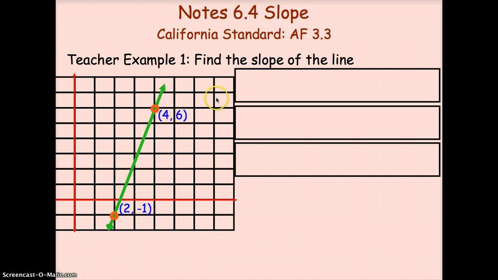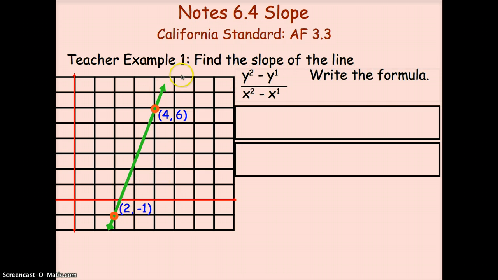Teacher example 1, find the slope of the line. So here we have a line with 2 points. The points are marked in orange. We start with the formula. One of these points we need to call point 2. One of them we need to call point 1. So, for example's sake, we'll call this one point 1, this one point 2. And point 2 we start with first, so the y value of the second point is here. The y value of the first point is here. The x value of the second point minus the x value of the first point.